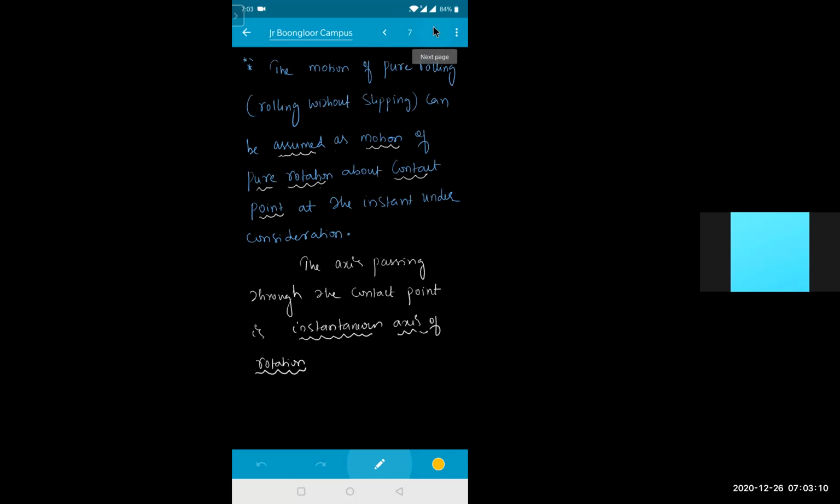Now see, in this one, what I have written is: the motion of pure rolling, that is rolling without slipping, can be assumed as the motion of what? Pure rotation about the point at the instant under consideration. The axis passing through that contact point is called what? The instantaneous axis of rotation.